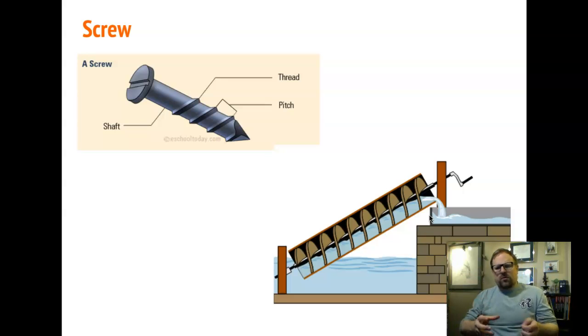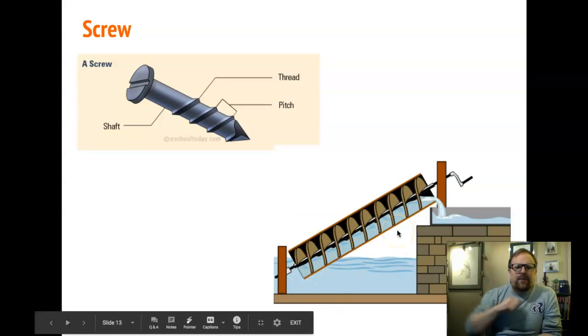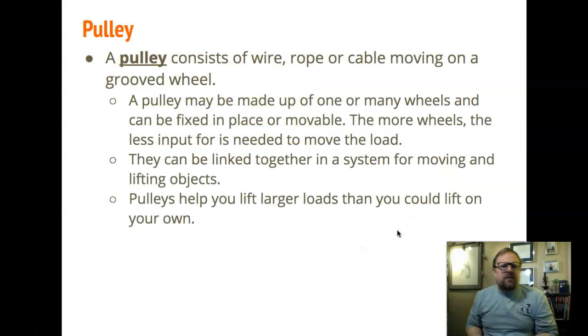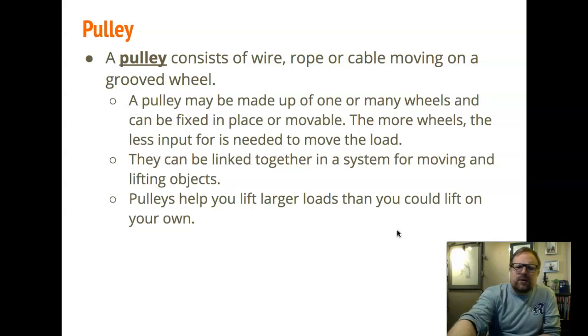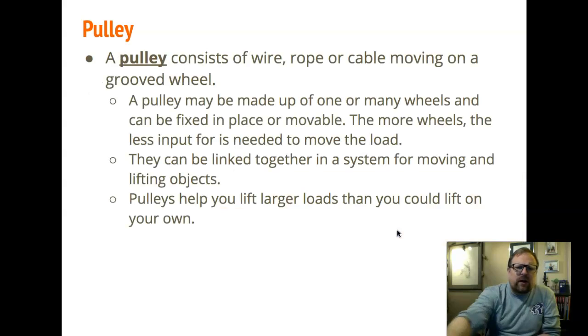You're going to input more force to just lift it up each time than you would by just cranking. Okay, so there's screw. That's 4 of 6. 5 of 6 is a pulley. A pulley consists of wire, rope, or cable moving on a grooved wheel. I'm sure most of you have seen a pulley before. This is what a pulley, or a pulley system, is going to look like.